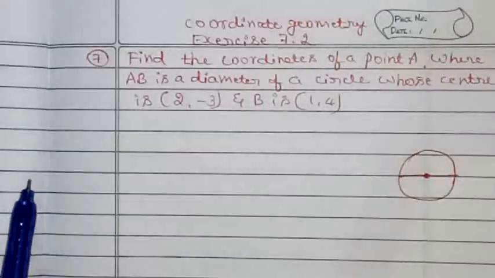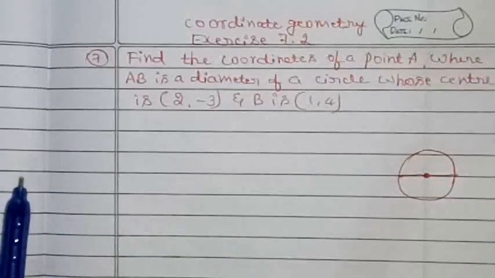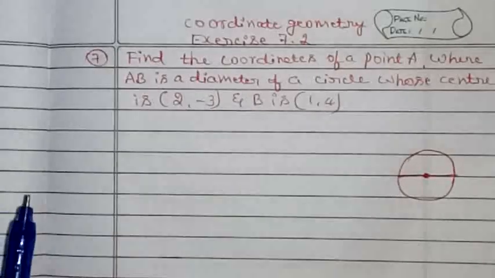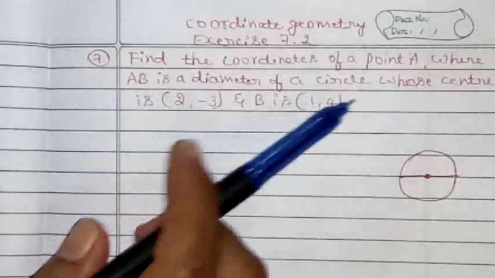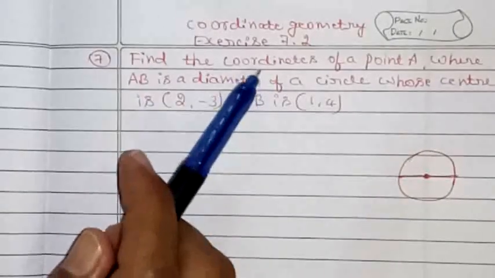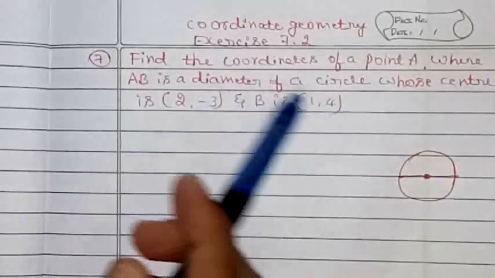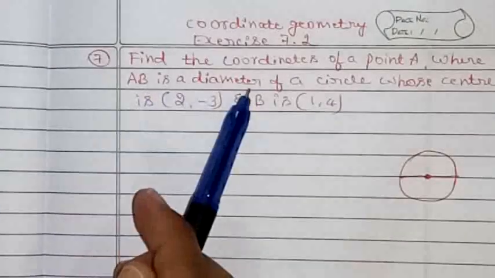Now children, if you remember the last problem, there also they have not given the ratio, and you need to find the coordinates. Like that here also they have not given the ratio. You just need to find the coordinates of A, but they have given some condition. What is that condition? AB is the diameter of a circle.